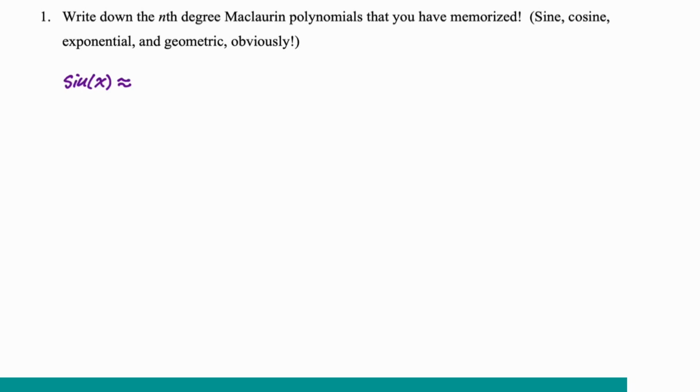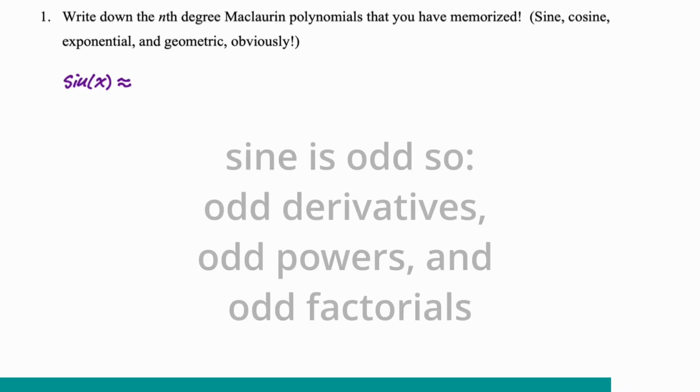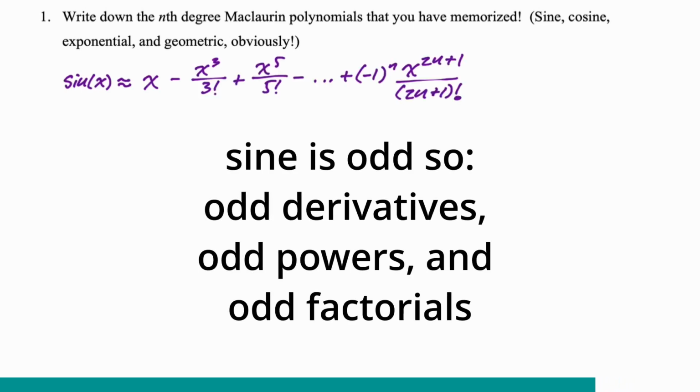The first is sine. Sine is an odd function. You're going to get all the odd powers. It looks like this. It alternates, so it's x minus x cubed over 3 factorial plus x to the 5th over 5 factorial, and so on. Pay attention to that factorial in the denominator. It's 2n plus 1 factorial, and that is an odd number.